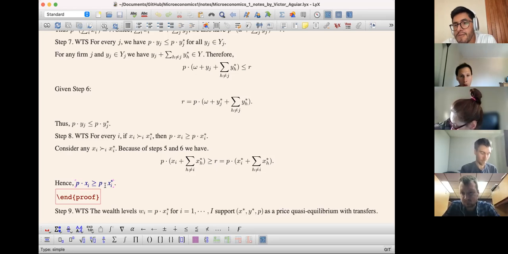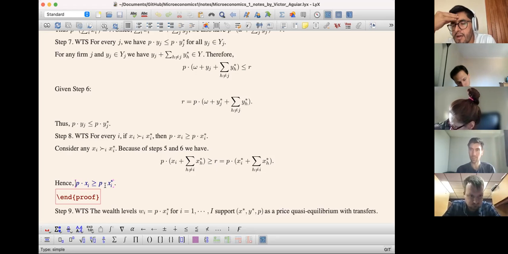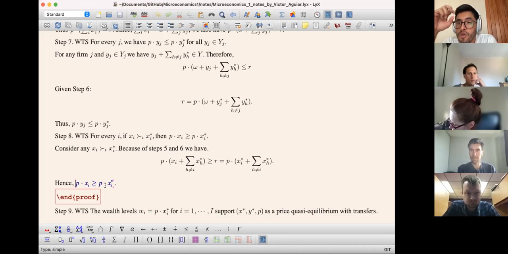Firms will profit maximize, and consumers won't utility maximize here yet. That's the difference with quasi-equilibrium, right? They won't maximize utility yet. They only have this expenditure minimization behavior. So if something is strictly better than xi star, then it has to be weakly non-affordable, okay? And then you also have that markets should clear, okay? So right now we have constructed this thing that is almost the same as an equilibrium, but not quite yet, okay? Any questions here?